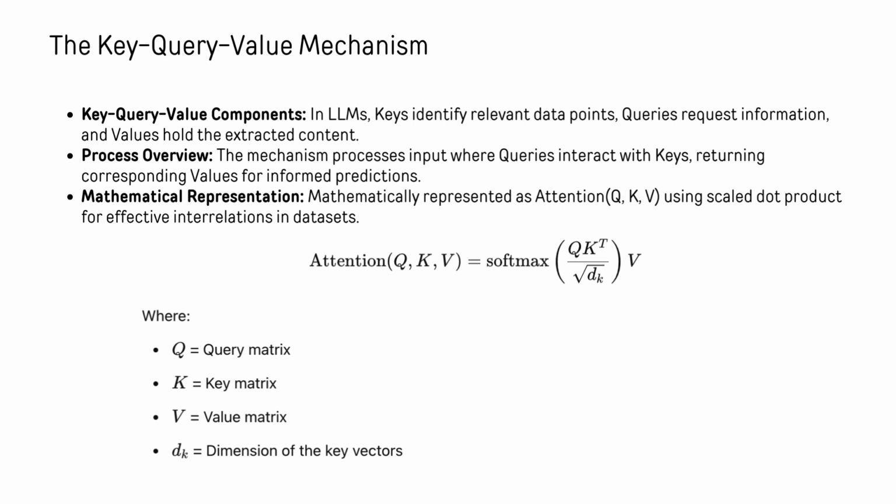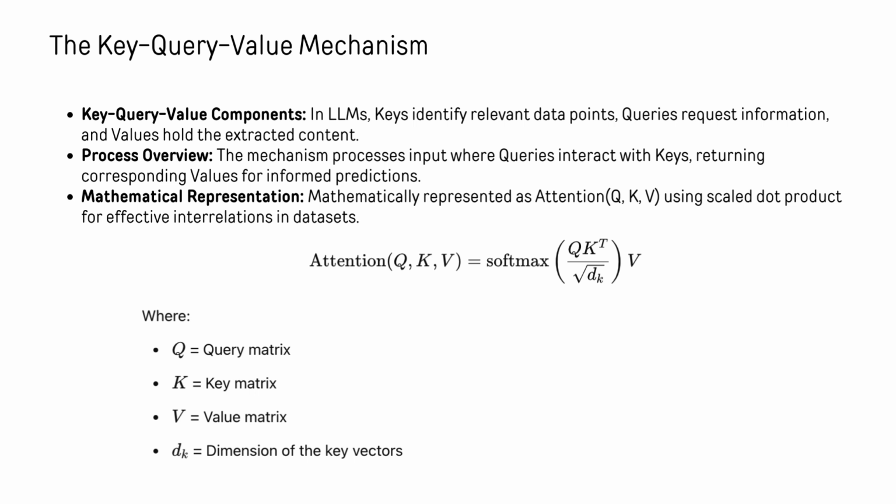Now let's take a closer look at the key, query, and value mechanism, a fundamental concept in how attention works within transformers. Here, the query represents the current word the model is focusing on in the output, the key represents all the words in the input sequence, and the value holds the actual information associated with those input words. For calculating scores, for every query, the model computes a similarity score with all keys using the dot product. This tells the model how relevant each word is to the current focus.